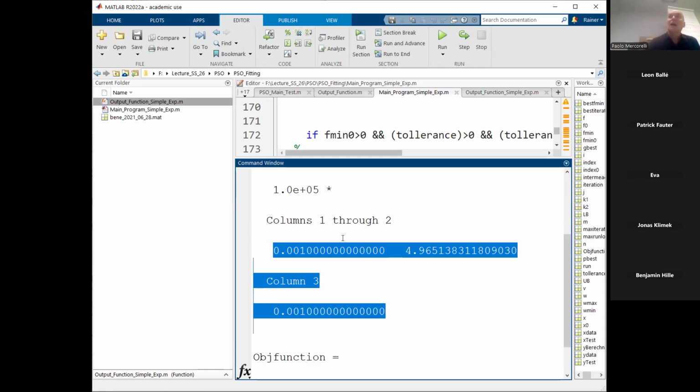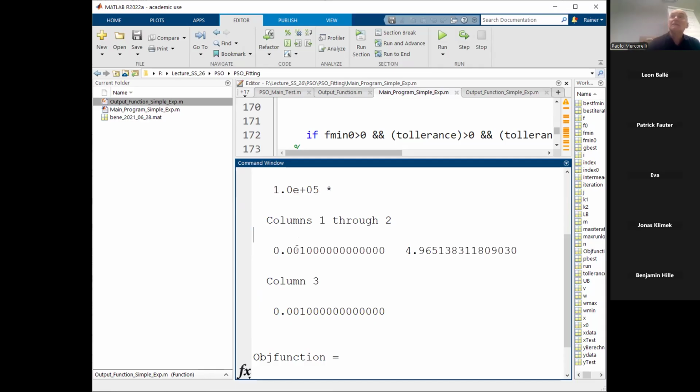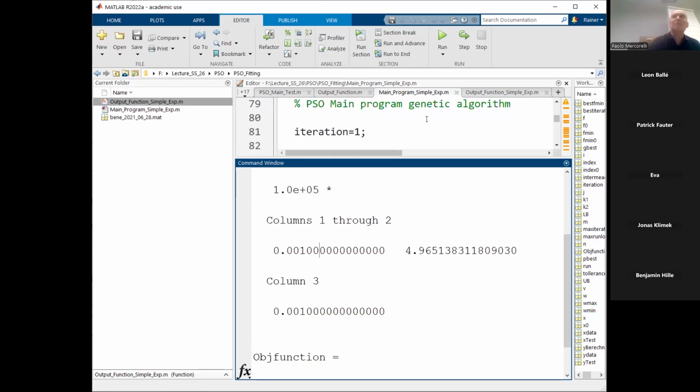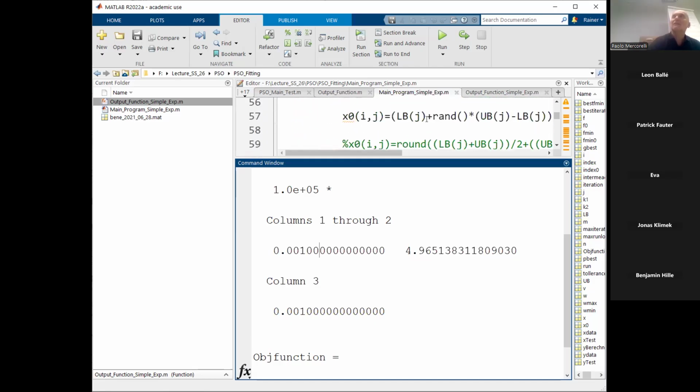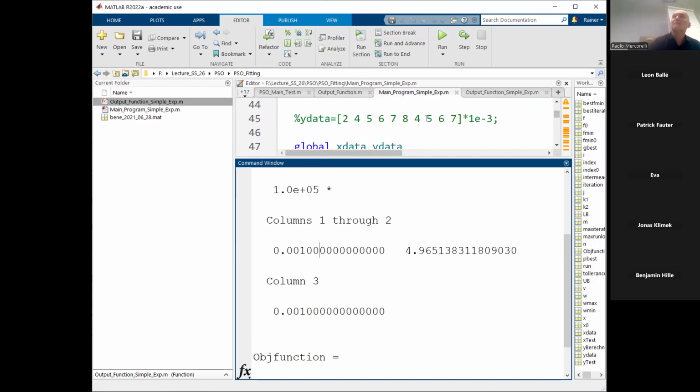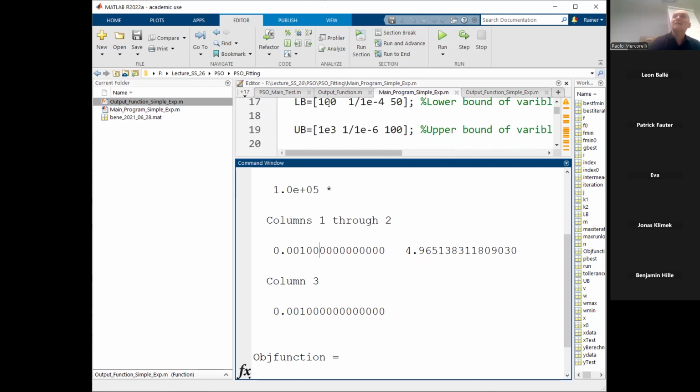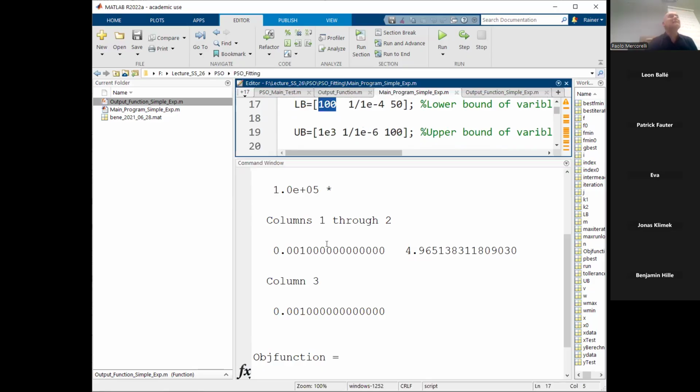Let me see. This means 100, right? The first parameter is 100. Let me see where the first parameter is here. It could be that this is in the lower bound, no? Or the upper bound, because this value is strange. Yeah, it's in the lower bound. This means probably we can find something better.